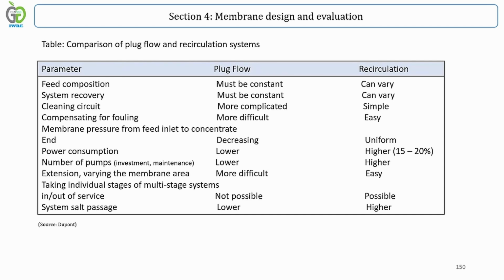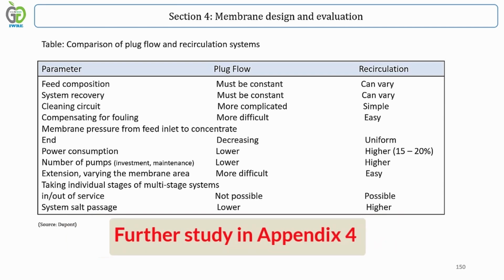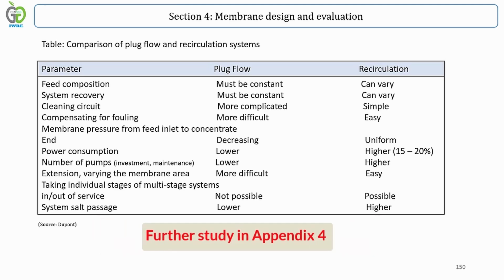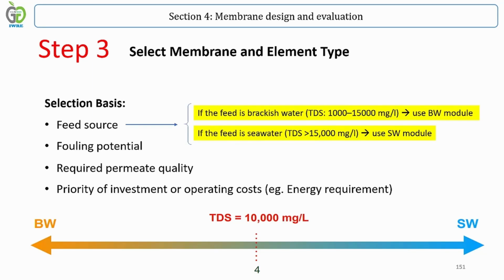A comparative summary of plug flow and circulation flow is given in this table. The main advantage of the recirculation concept is the defined feed flow rate to the modules regardless of the degree of fouling of parallel modules and the changes in feed water composition. Further aspects of the recirculation concepts are mentioned in Appendix 4 and you can study it. Step 3. Select membrane and element type.